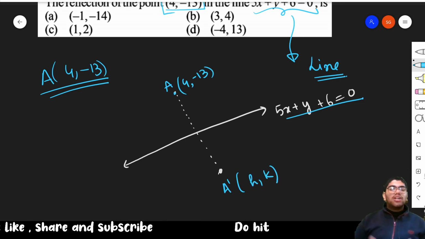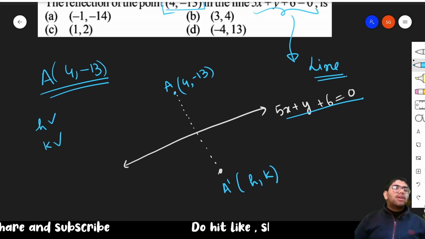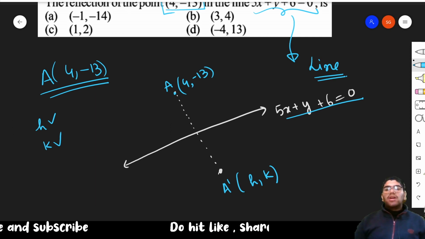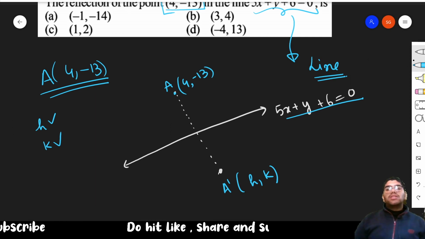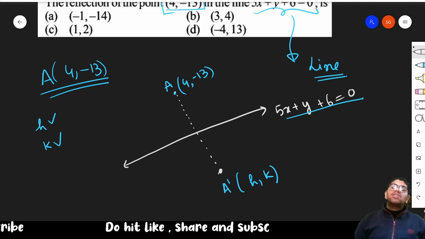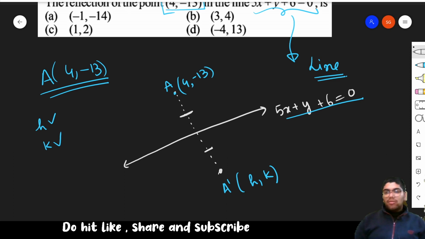मेरा task क्या है, मुझे करना क्या है, मुझे h का वैल्यू निकालना है और मुझे k का वैल्यू निकालना है. तो मुझे h और k का वैल्यू निकालना है, तो मैं कैसे निकालूंगा? ठीक है, ऑफ कोर्स सबसे पहला कॉन्सेप्ट क्या है रिफ्लेक्शन का? रिफ्लेक्शन का सबसे पहला कॉन्सेप्ट है कि ये वाला डिस्टेंस और ये वाला डिस्टेंस बराबर होगा.